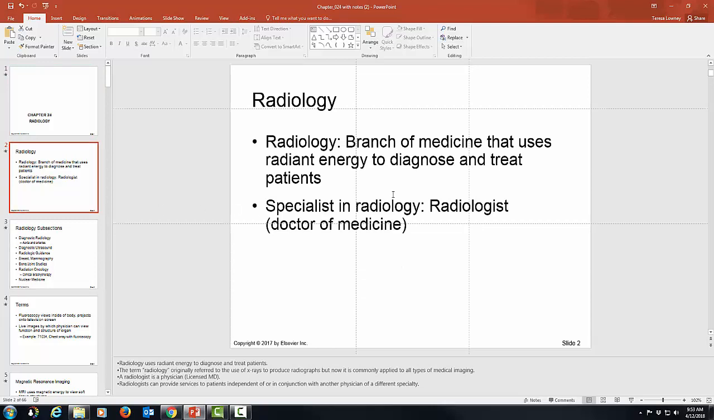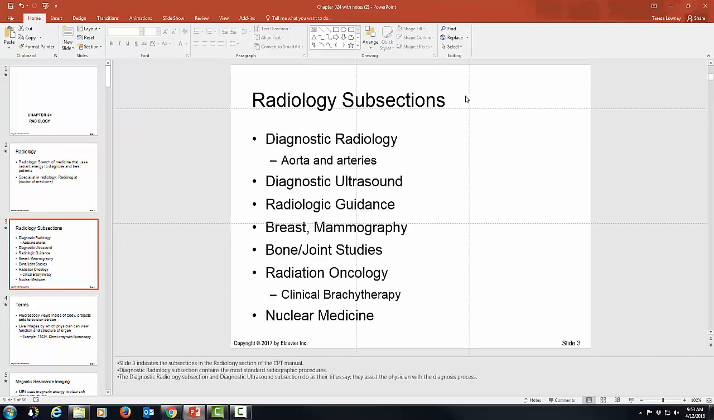Remember that radiology is that branch of medicine that uses radiant energy to diagnose and treat patients. And a specialist in radiology is, of course, a radiologist, doctor of medicine. They can provide services to patients independent or in conjunction with another doctor of a different specialty. The radiology subsections are all broken down. They're listed here. They start with diagnostic radiology and end with nuclear medicine.